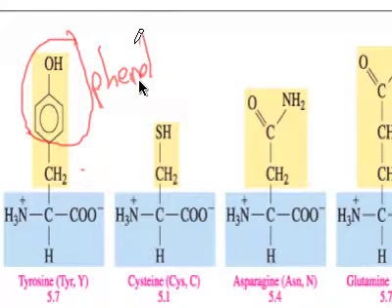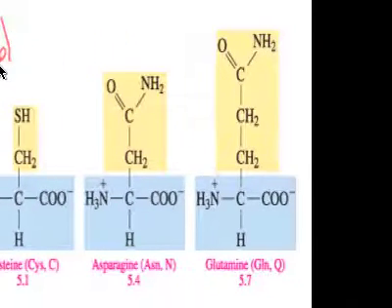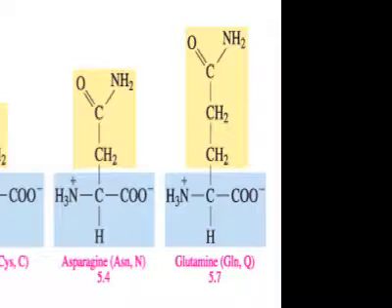Asparagine and glutamine are amides. Remember, you've got an amide group. You've got a carboxylic acid. Instead of an OH, you have an amine group. So these two are amides.